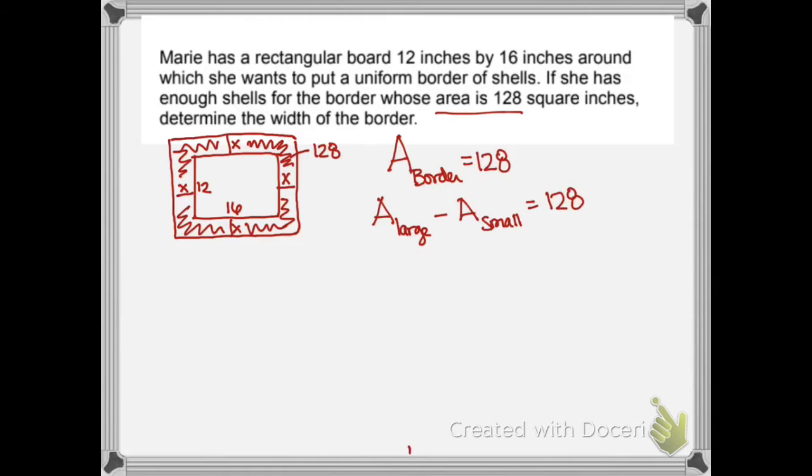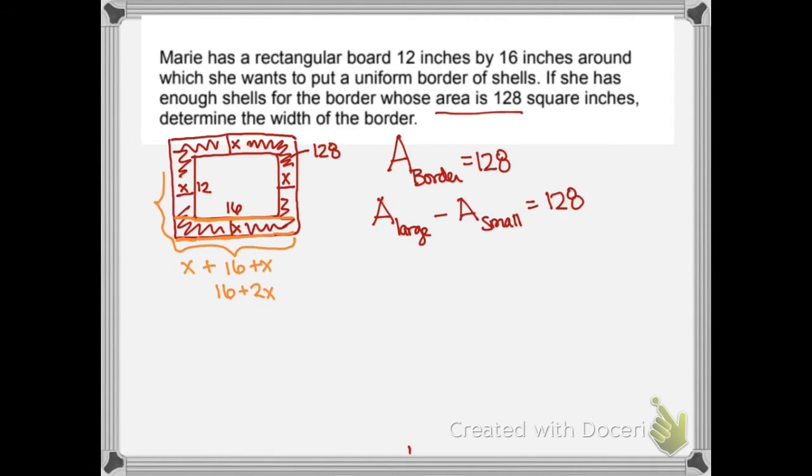So to find the area of the whole large region, we need side times side, or length times width. And so here, 16 covers this much. But then we have that border here and that border over here. So we have x plus 16 plus x, or if we simplify, that becomes 16 plus 2x. We're going to do the same thing on the other side.